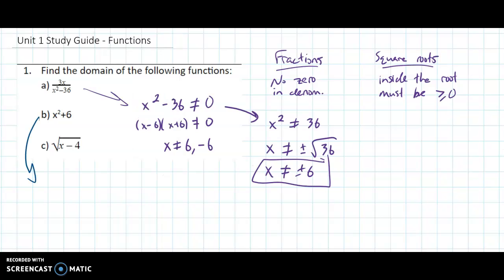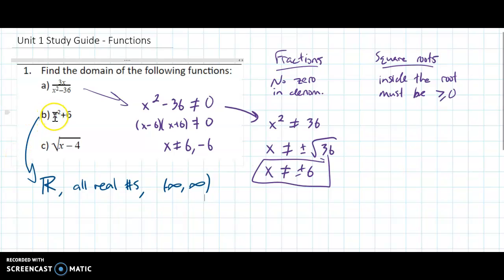Part B is a polynomial. So that one should be pretty simple. There aren't any restrictive rules. So it's the capital R, which means all real numbers. You could write out all real numbers, or you could put it in interval notation, write negative infinity, comma, infinity like that. Any of these three answers are good.